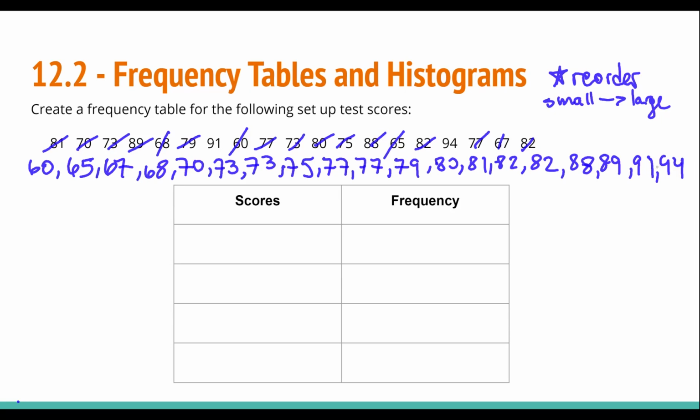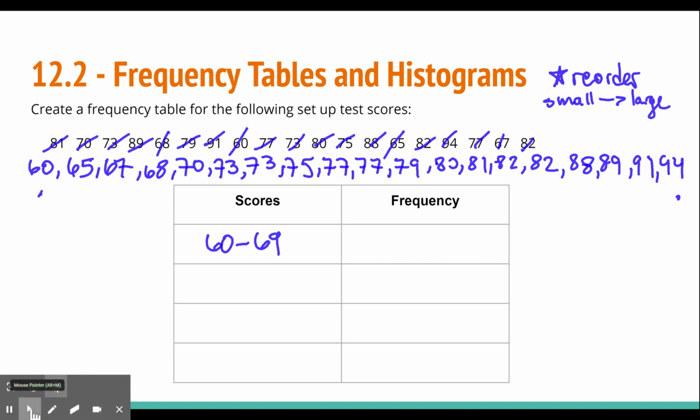All right, I've finally got my list done. Hopefully your list looks about the same. I guess I forgot to cross off my 91 and 94. When thinking about intervals, it's good to think about how far your data points reach. So we go from 60 to 94. As I look at these, I'm thinking, got some 60s, 70s, 80s, a couple 90s, a good interval might be 60 to 69, 70 to 79. And as you'll see, that is what we used.